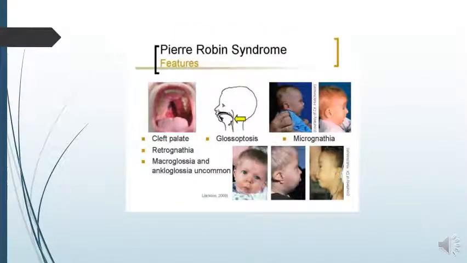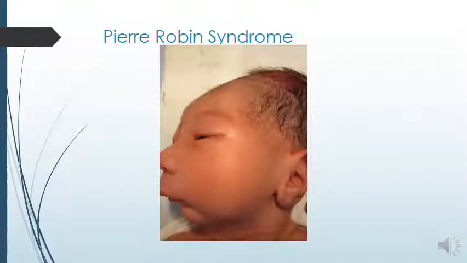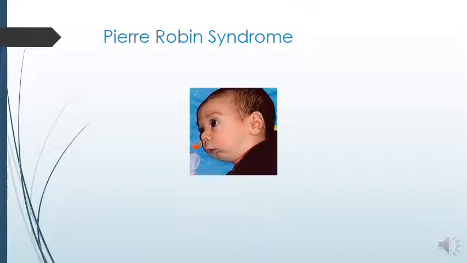Here you can see the Pierre-Robin sequence or syndrome features with the cleft palate, the large tongue, and the small jaw. Here is a child with Pierre-Robin. And here is another child with Pierre-Robin.